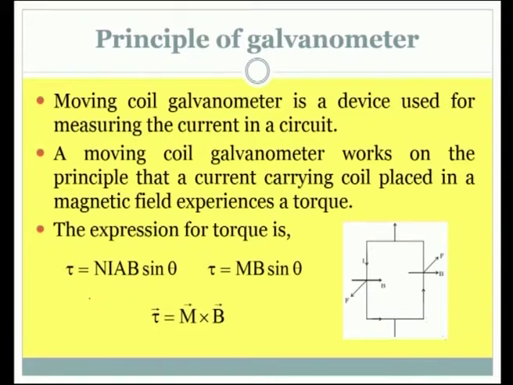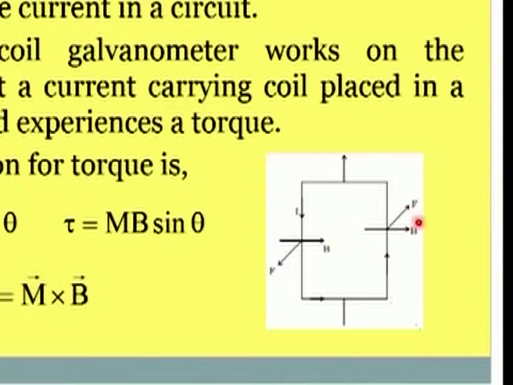We can club these terms together, NIA, number of turns, current, and area, as the magnetic moment of the coil. Because these are vector quantities, we can write the expression in vector form like this. And this is a diagram which shows how the torque is acting on the coil. When the magnetic field is in the direction from left to right as far as this orientation is concerned, these are the two forces. Actually, the arrow mark is to be shown for this.